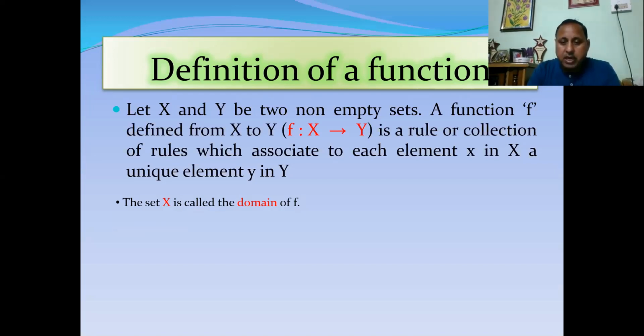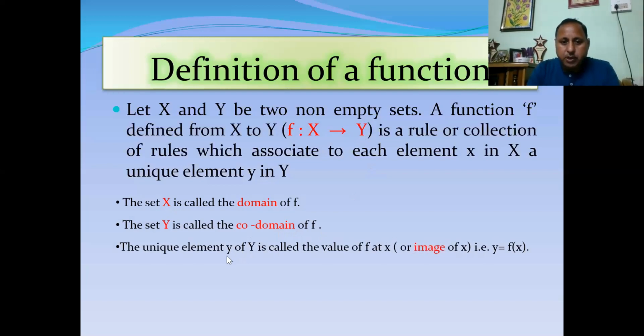So it means the collection of first elements is called the domain. But especially in case of function, because a relation is a special type of function, the whole set X is called the domain of F. And set Y, whole set Y, is called the codomain of F. And the unique element y of Y is called the value of F at x or image of x, that is y equal to f(x).